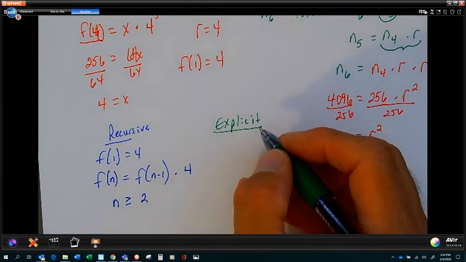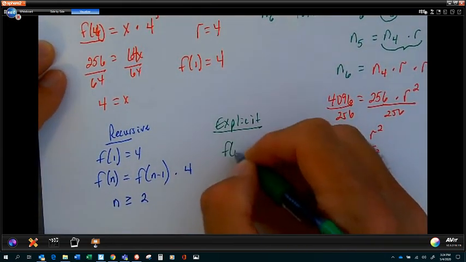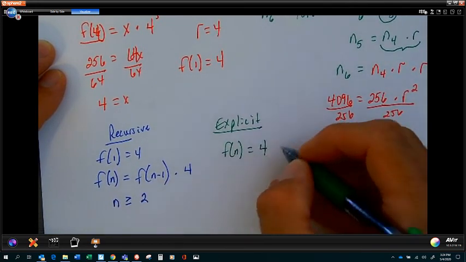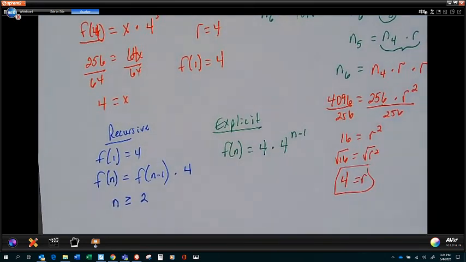Okay, the explicit formula now is going to be f of n, my nth term, is going to be equal to my first term times the common ratio to the n minus 1. And that's it.